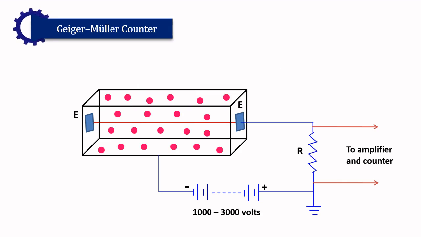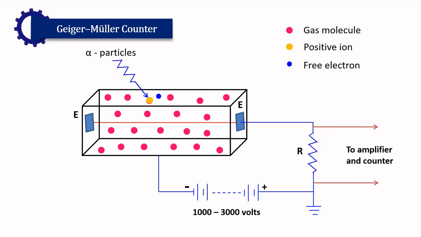Now let us discuss how this GM counter detects the nuclear radiations. For example, when external radiations like alpha rays enter into the chamber, they collide with the gas molecules. Due to these collisions, the outermost electron of the gas molecule absorbs the energy of alpha rays and becomes a free electron. That leads to the creation of a positive ion and a free electron. We call this effect ionization, and it is due to the external radiation.